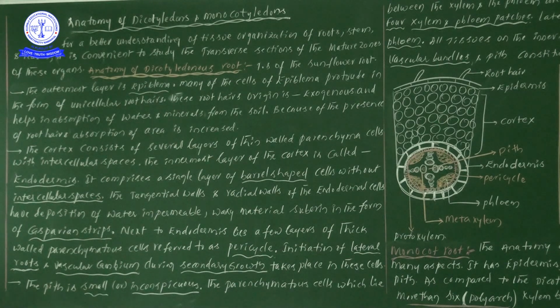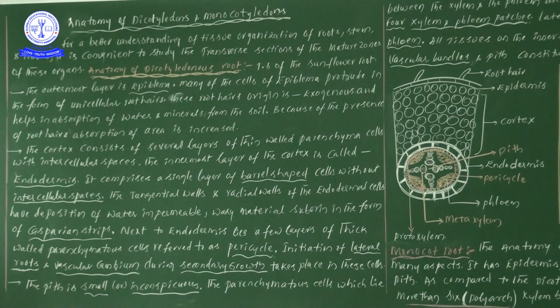Next one, origin is exogenous origin, and the important point is why we call it exogenous origin. Don't forget, any tissue systems or structures which develop from the outermost protecting layers, such kind of origin we call exogenous origin, meaning the specialized structures coming from the outermost layers. That's why we call that kind of origin exogenous origin.